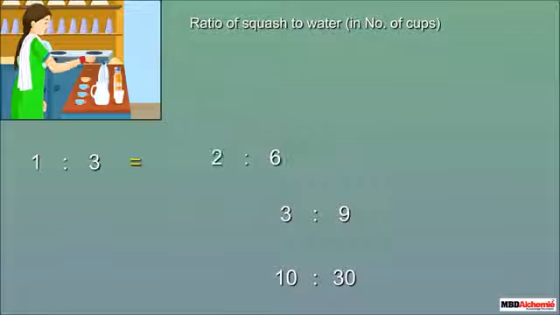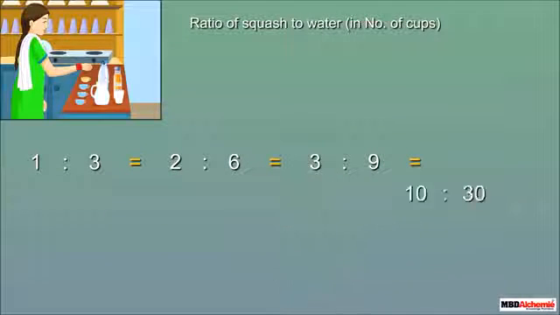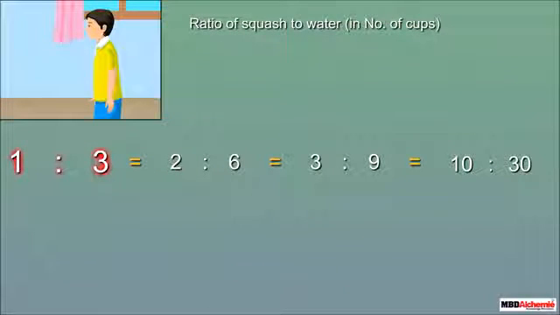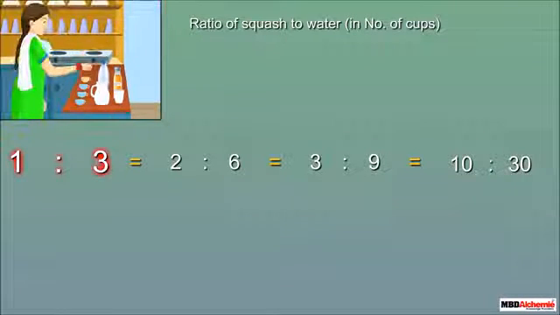Such ratios, which are obtained by multiplying or dividing by any counting number, are equivalent ratios. 1:3 is its lowest form, as it can't be further divided. Correct. Now you get it.